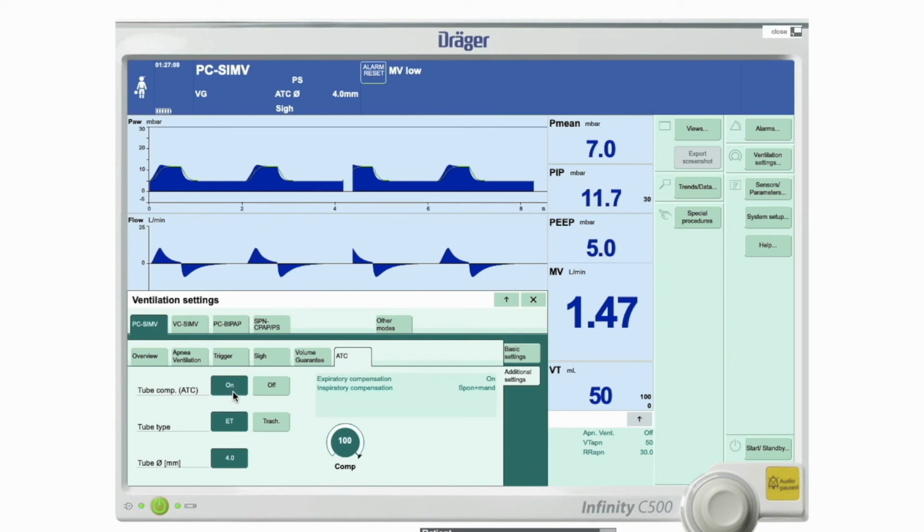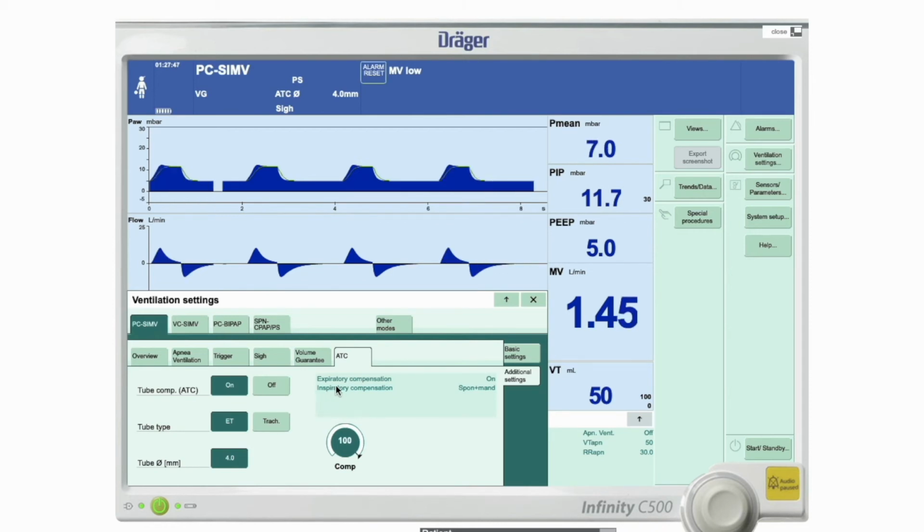So what you do is first you switch it on, you then tell the ventilator whether it's an ET tube or a tracheal tube. You then tell it what size tube the patient has in, and you tell it how much you want it to compensate for. Most of the time you want 100%, but not always. Sometimes you want the patient to actually do a bit of work, and therefore you can reduce the amount you compensate for.